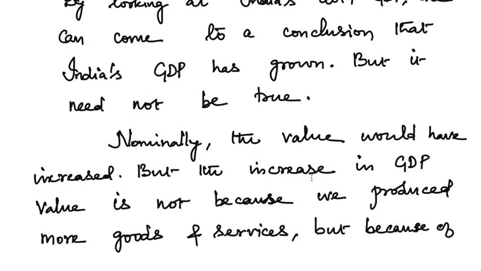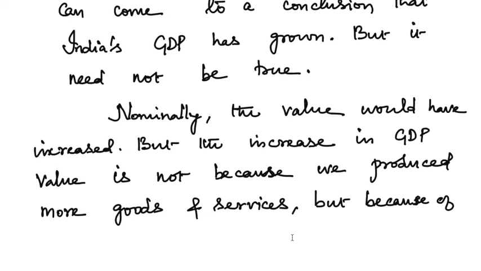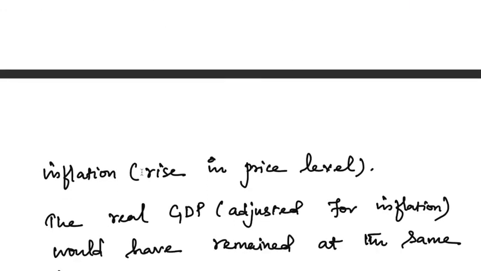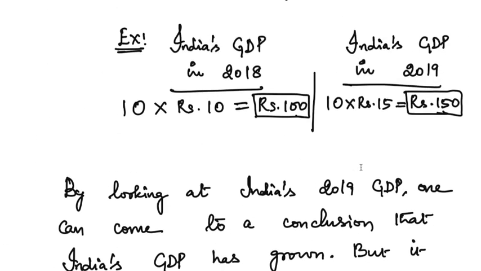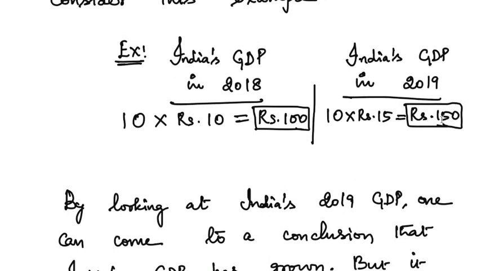Nominally, the value would have increased, but the increase in GDP value is not because we produce more goods and services, but because of inflation. That's basically the rise in price level. So this increase in the value of GDP is due to inflation, which is nothing but an increase in the price level in the economy.